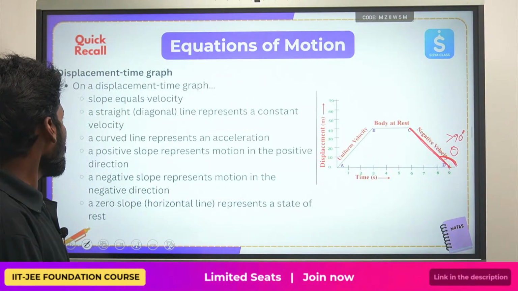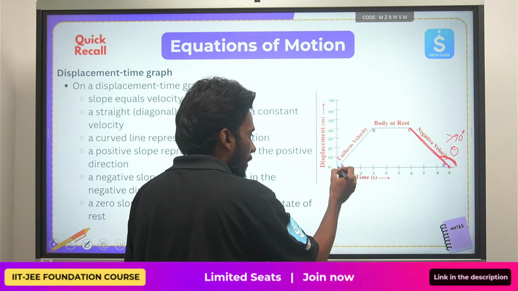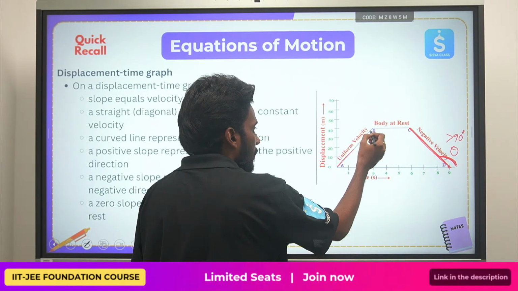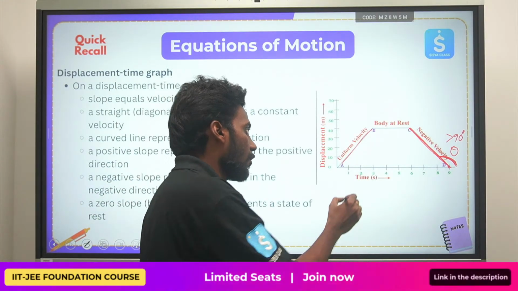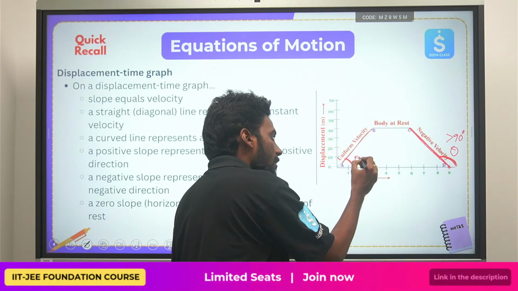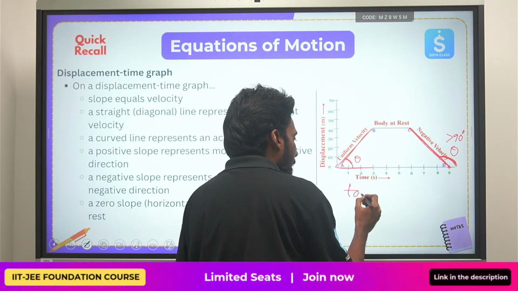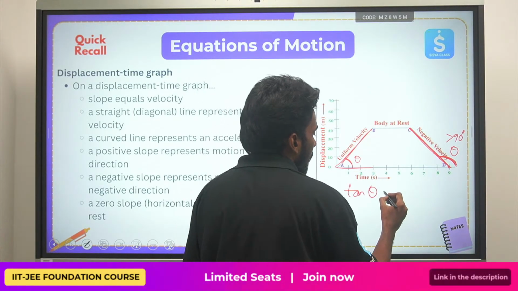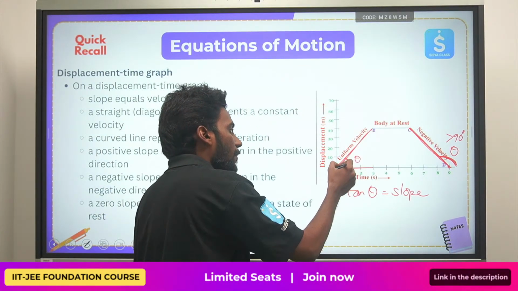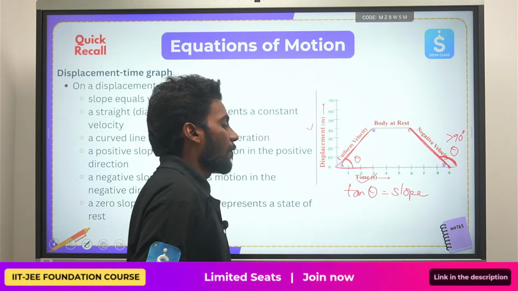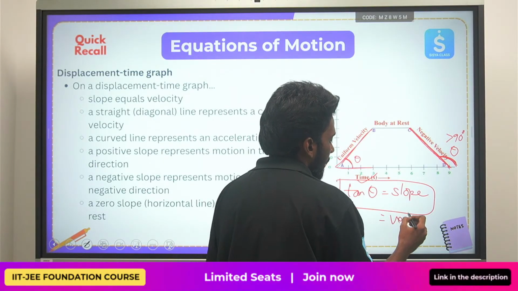Now on a displacement time graph, slope equals velocity, right? So how do we find the slope of the graph? First you have to take the theta, the angle the graph is making with the x-axis. For this theta you need to find tan theta. So tan theta equals the slope of the graph. For the displacement time graph, if you find the slope, it gives velocity.